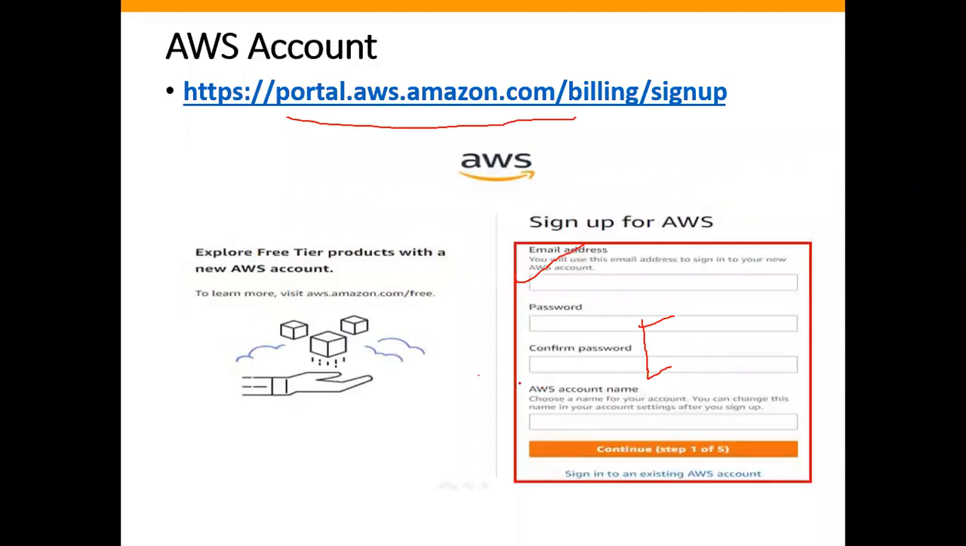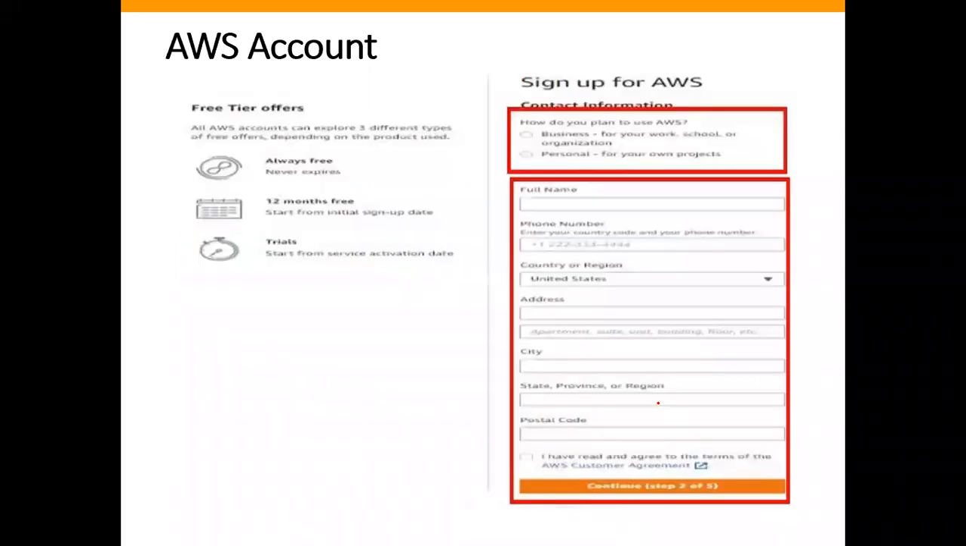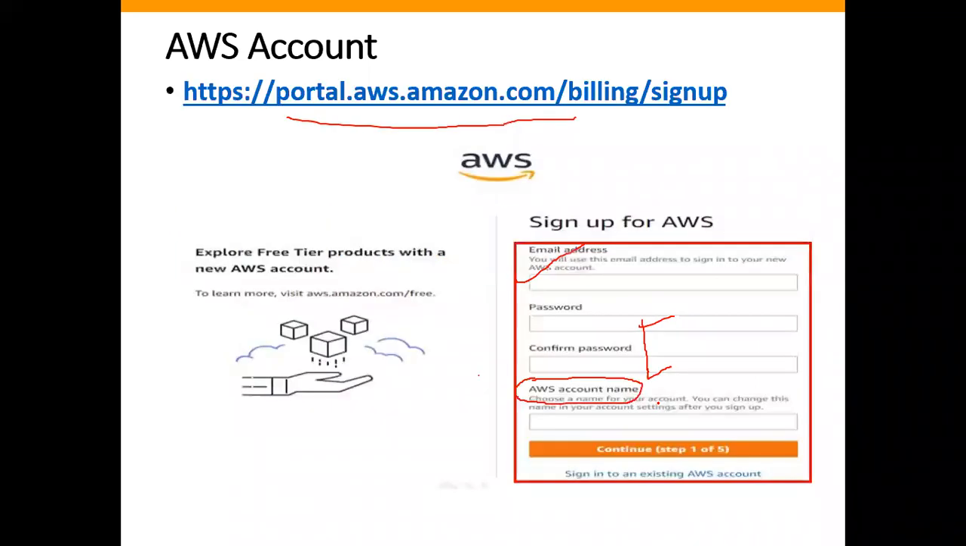And then you need to give your AWS account name. The account name, whatever you give, always needs to be unique. Unique means it always needs to be unique globally. So if anyone else has used that particular name, definitely you will get an error message. So make sure you give a unique name.